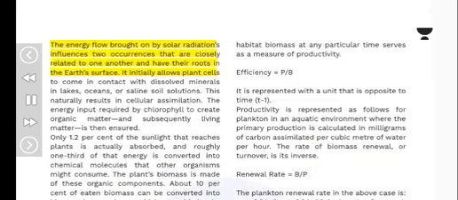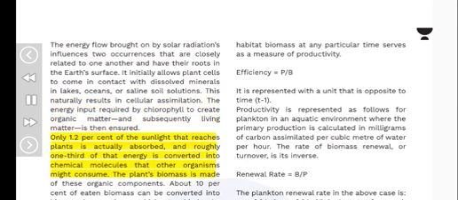The energy flow brought on by solar radiation's influence leads to occurrences that are closely related to one another and have their roots in the Earth's surface. It initially allows plant cells to come in contact with dissolved minerals in lakes, oceans, or saline soil solutions. This naturally results in cellular assimilation. The energy input required by chlorophyll to create organic matter, and subsequently living matter, is then ensured.